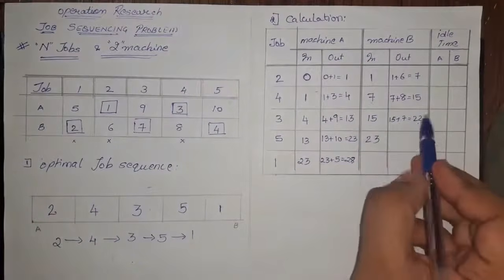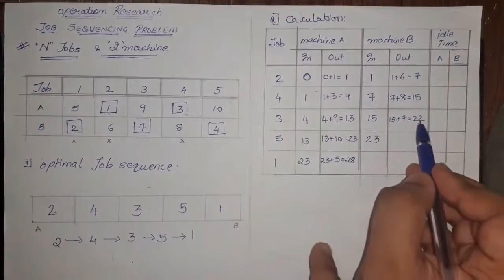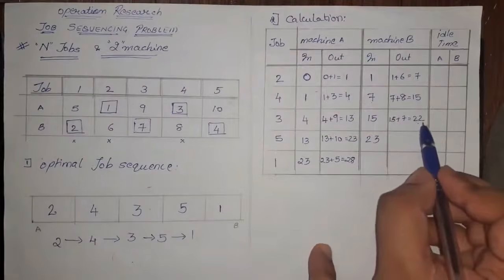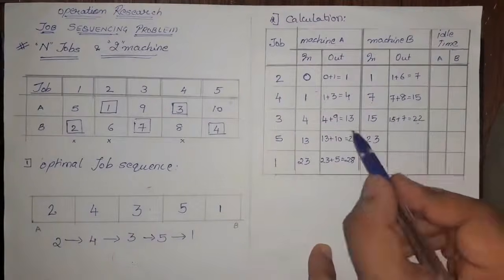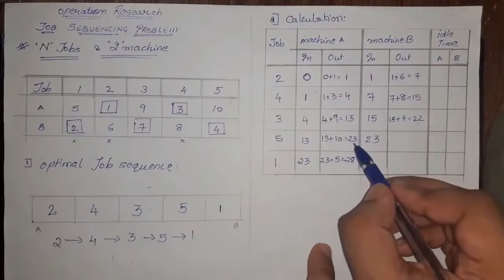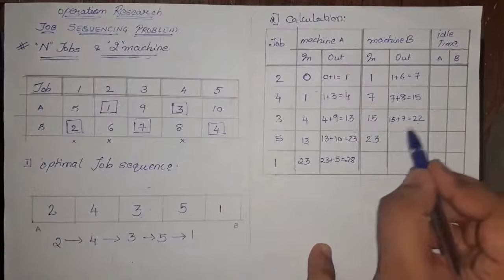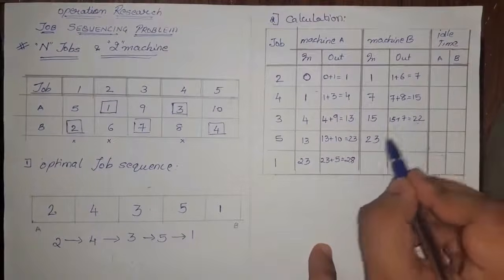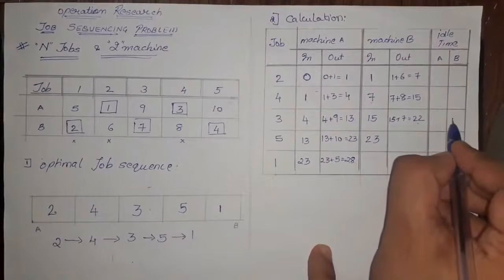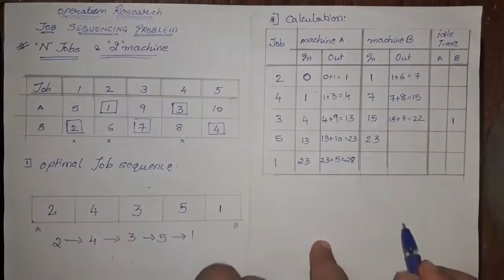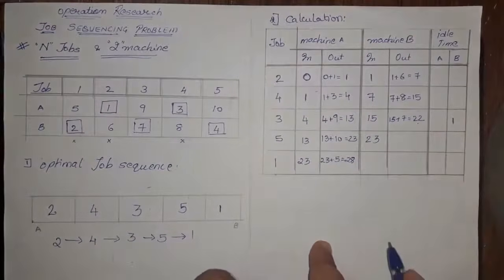We'll bring it here. Now here what happened is, machine B had already finished its work at 22 hours, but it cannot start because machine A will take 23 hours to finish that job. Only after that can machine B start. So here machine B actually had to wait for 1 hour. So the idle time of machine B in this case became 1 hour.